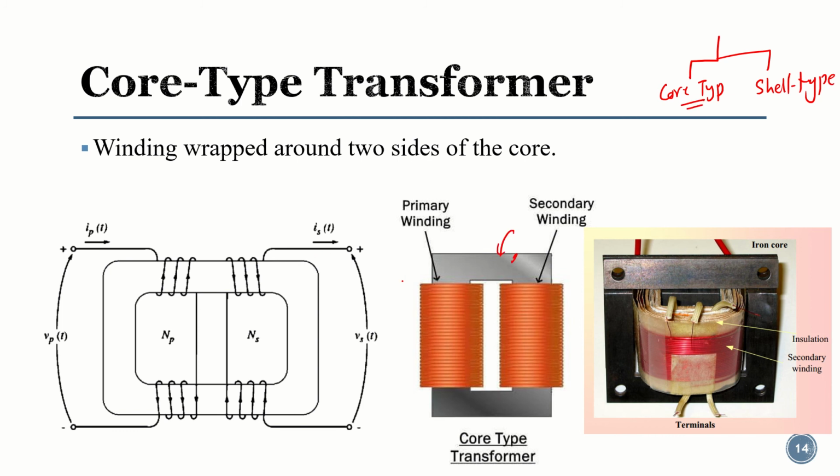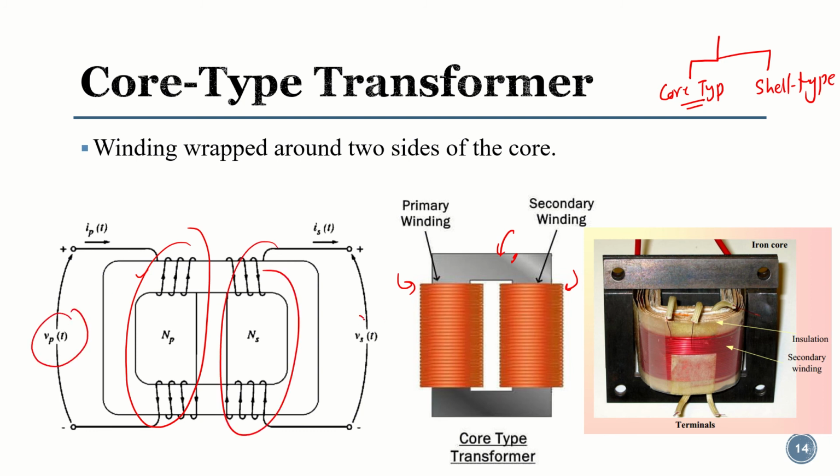Basically, we have a core. This is the primary winding and this is the secondary winding. Okay, so this is a core. These are the primary number of turns, these are the secondary number of turns, primary voltage and secondary voltage. This is an actual picture of a transformer. So this is the core, and inside we have the insulation. This is the secondary winding, and on this side we have the primary winding. So basically windings are wrapped around two sides of the core. Here we have the wrapping of the windings.